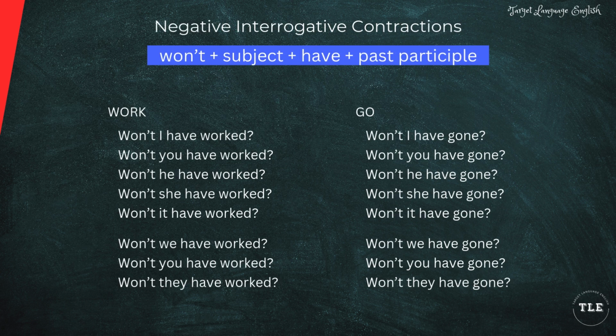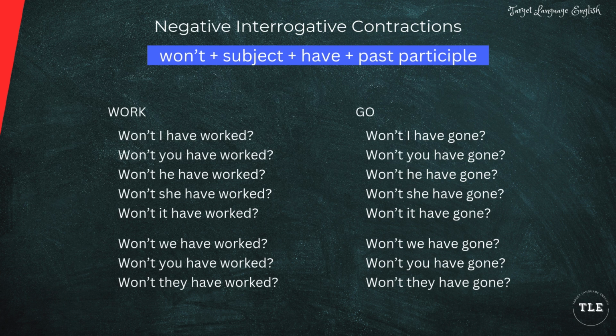We can contract by combining will and not, which becomes won't. Work, singular. Won't I have worked? Won't you have worked? Won't he have worked? Won't she have worked? Won't it have worked?